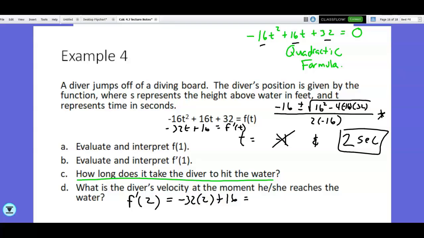And that's going to be negative, I'm inclined to do mental math, but I think I'll get it wrong. So I'm just going to go ahead and do a calculator real quick here. I think it's -48, but yes, -48. But we want to interpret it now, right? That's -48 what? Feet per second.